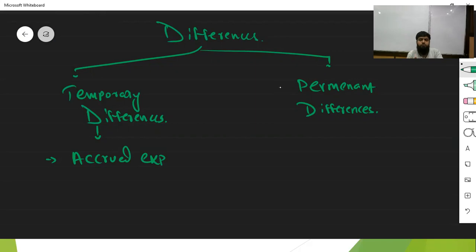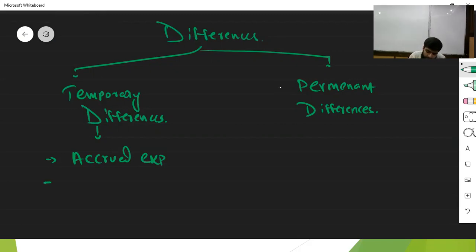There are many expenses which we are recording in our accounting records, but for tax purposes, these expenses will be considered as an expense once these are paid. Once these are paid to the concerned, then the tax department will allow you as an expense. It means there is a difference in timing, but that is a temporary difference.